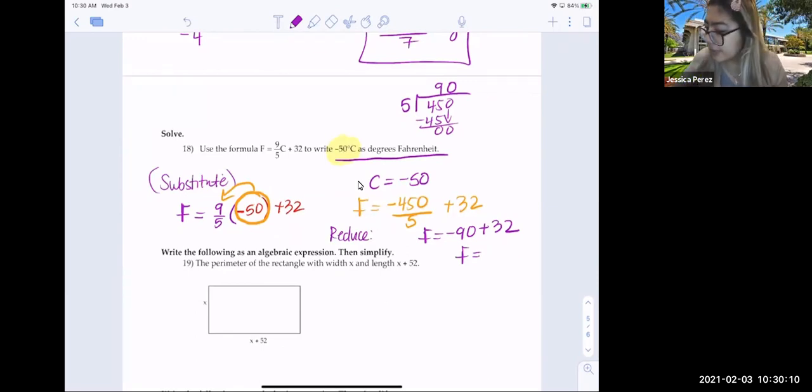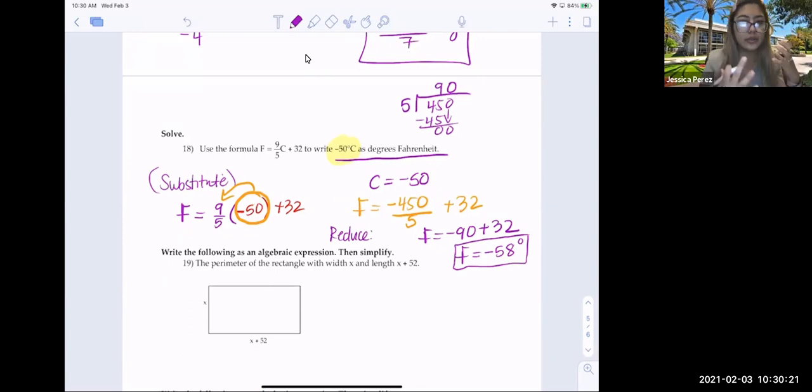Yep, negative, thank you, Angela, negative 58 degrees. So let's not forget the degrees, okay? Because we're talking about conversion. We're converting Celsius to Fahrenheit using this formula. You can even do this in the real world. If I'm in, I don't know, Russia, and it's negative 5 degrees, and you want to convert to Fahrenheit, you could use this formula and say, oh, well, apparently we are at 32 degrees Fahrenheit. Do you see what I'm saying? So you can use this in a real life scenario.